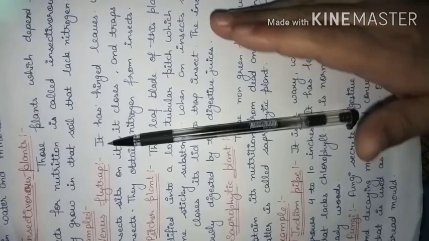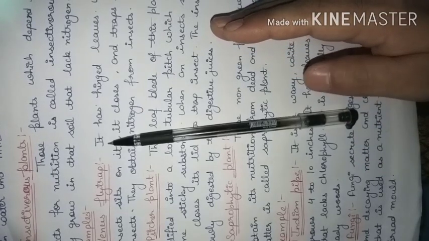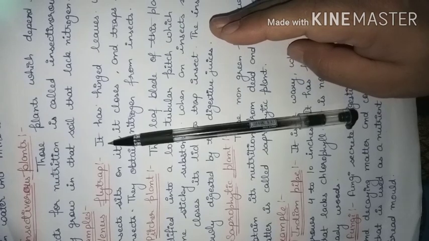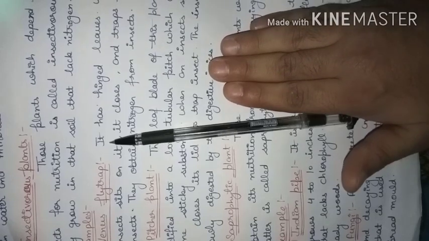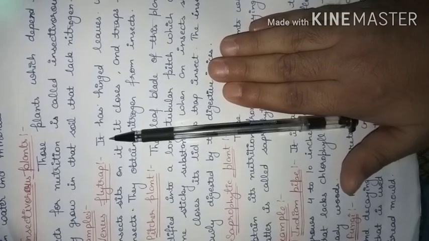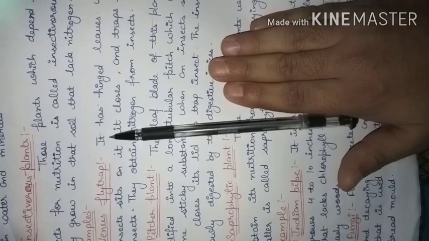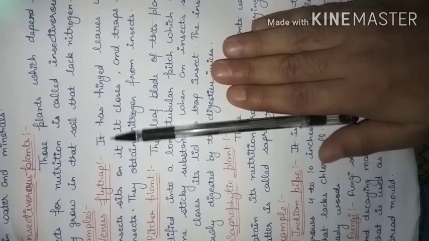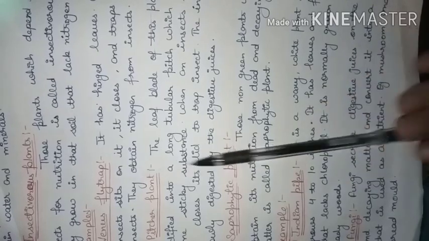So what happens when the insect sits on it? It has a sticky substance on top. As the insect sits, it cannot move, and the hinge closes and the insect is trapped in between. What happens after that? The insectivorous plant releases some chemicals which help in digesting the insect, and when the insect is broken down or digested, the plant, like the Venus flytrap, obtains the nutrition, or nitrogen, from it.